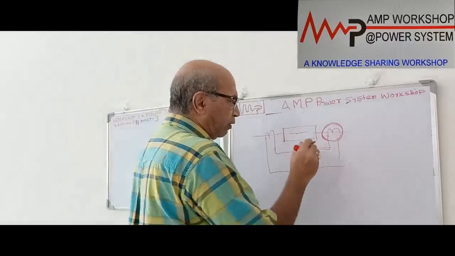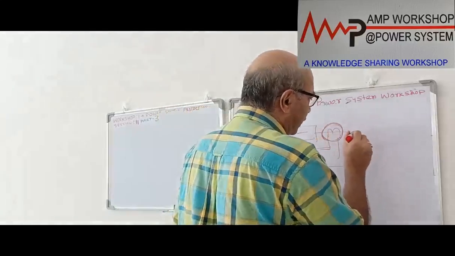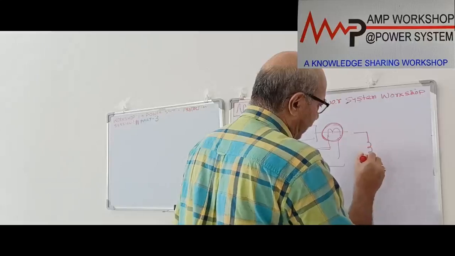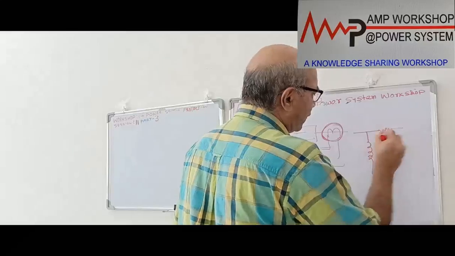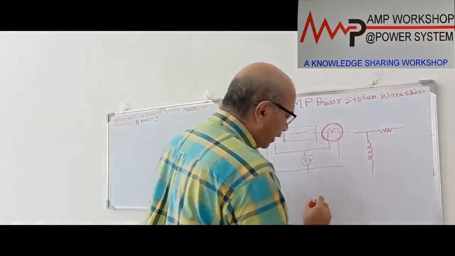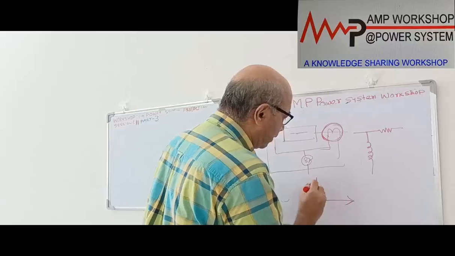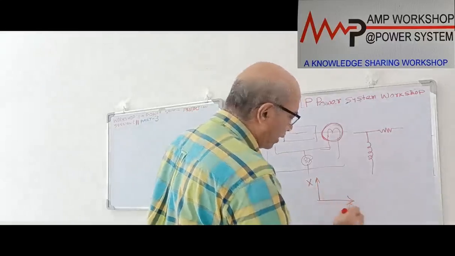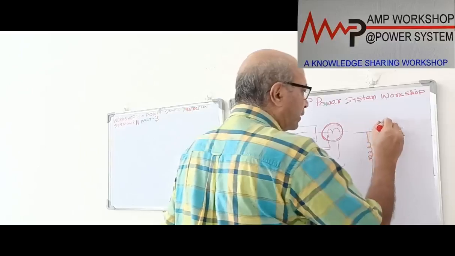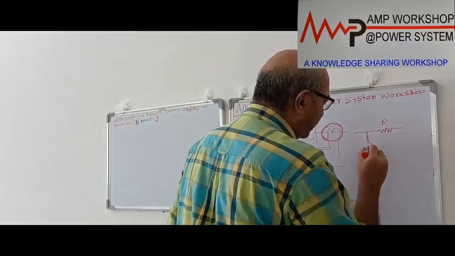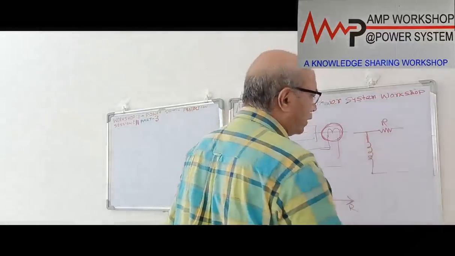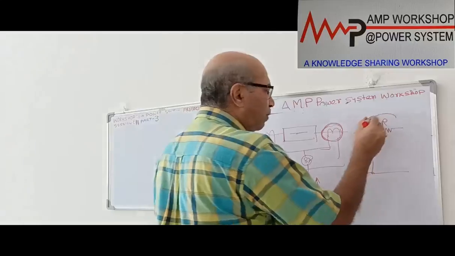Saturated means this CT, normally any CT equivalent circuit, has a magnetic reactance and then it has a resistance. We know resistance and inductance work in perpendicular. If this is the direction of resistance, then this will be the direction of reactance. This is the diagram. So if this is the resistance of the CT, and this is the magnetic reactance, this is the equivalent of the CT. Okay, this is the CT equivalent circuit.